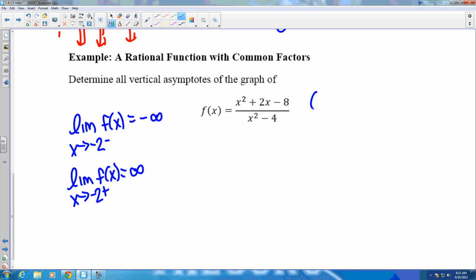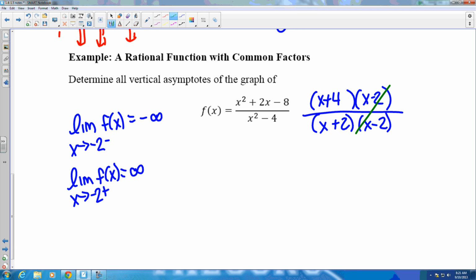We're going to factor the top, factor the bottom, see if anything in common cancels. Bottom is easier. Top is x plus 4, x minus 2. So that means that the x minus 2's cancel. And that's how we got that there's a vertical asymptote at -2.